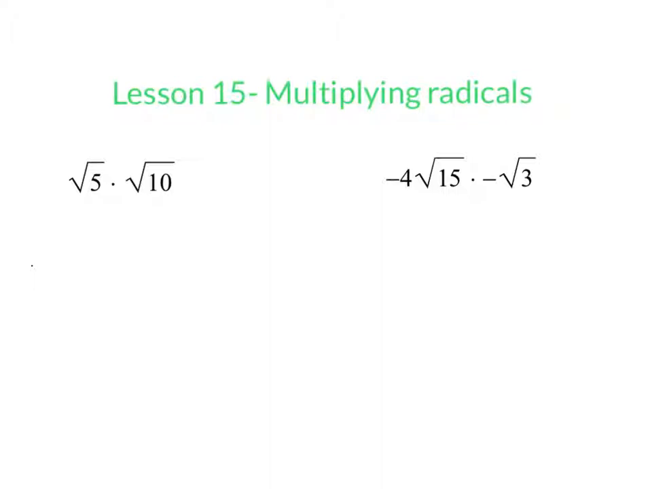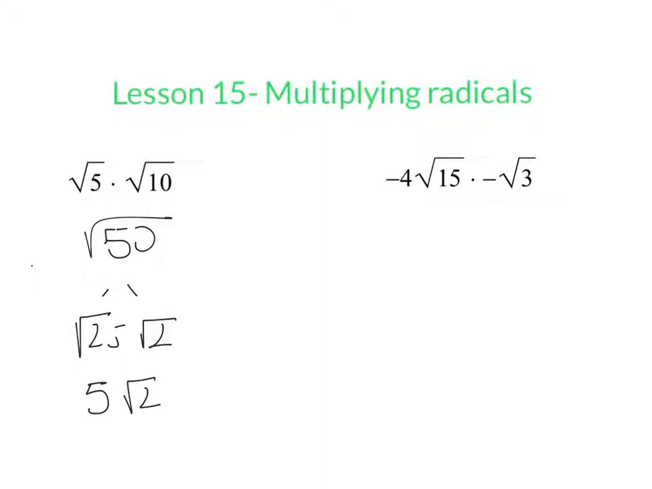So I'll get 5 times 10, which is radical 50. After that, I'm going to try to reduce 50 with something that's perfect. So the square root of 50, inside of 50 is 25 and 2. So the square root of 25 is 5, and the square root of 2 is just square root of 2 because you can't reduce it. So this is the final answer.